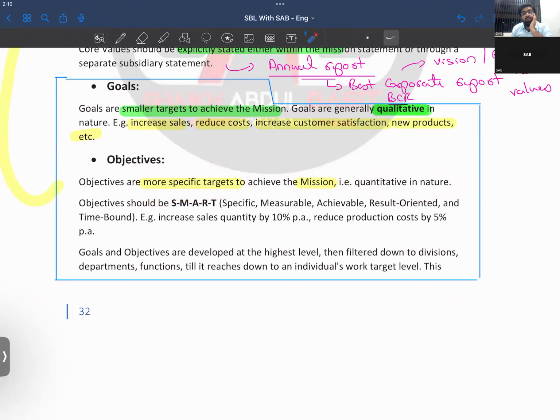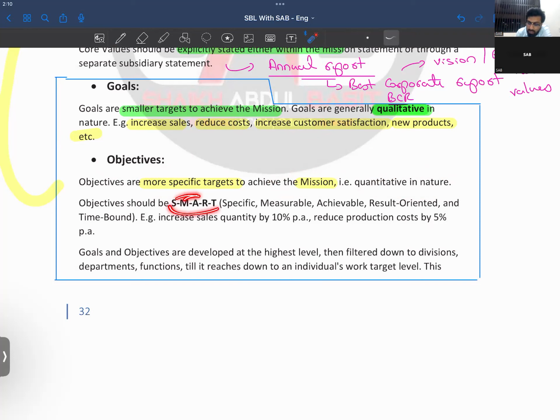Guys, I'll just give you some clarity for this March 2024 attempt. While reading the pre-scene, strategizing can be one of the important things that can be tested in this exam. So reading this chapter and attempting some questions from the strategy can give you a better idea, right? So objectives are more specific targets to achieve the mission, and they can be quantitative in nature, right?